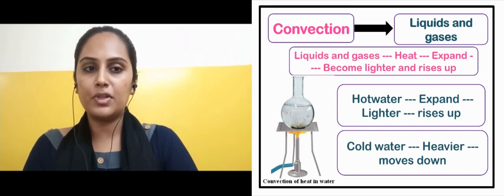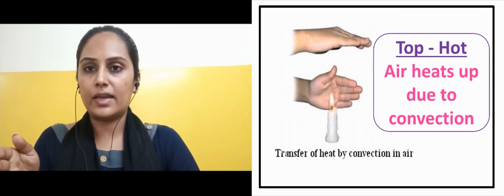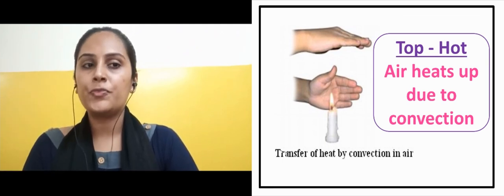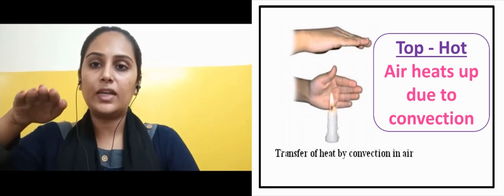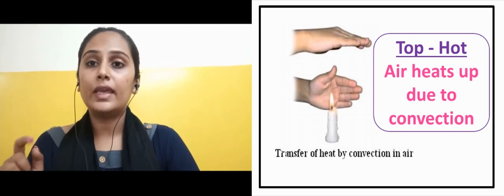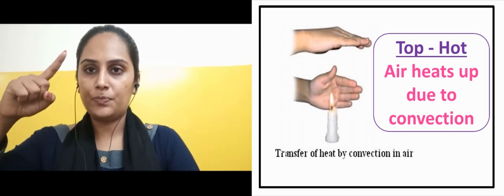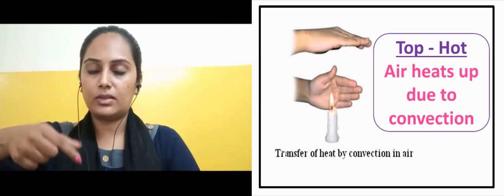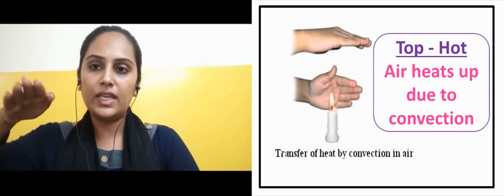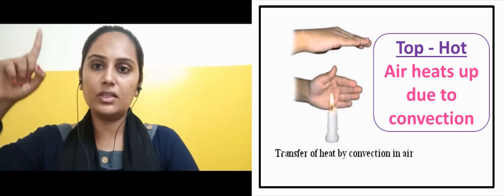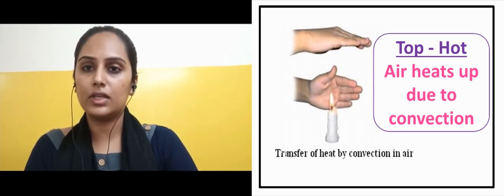Now we'll see one example for that. There's a candle kept down. One hand is kept at the side and one hand is kept above. The top of the candle will feel more hot. Why? Air heats up due to convection. The flame is going straight and the air around it, which is up, is going to be hotter. So the heat coming up above the candle is more hot because of convection.